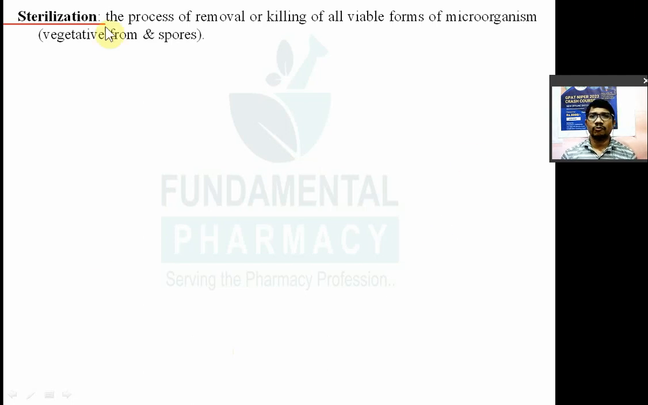वाइबल फॉर्म मतलब क्या है? वाइबल मतलब जिंदा. वाइबल मीन्स लिविंग. So all viable forms of microorganism, vegetative form and their spores. Spores are not a viable form, but they are a hibernated form. So they can regrow when there is a favorable condition.